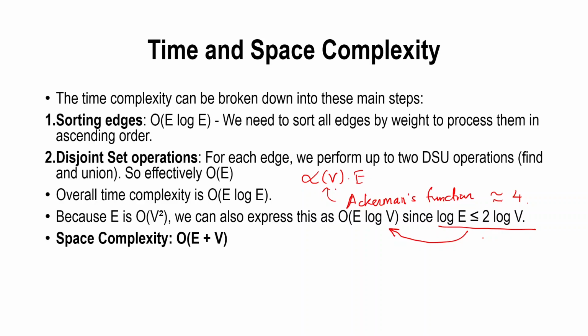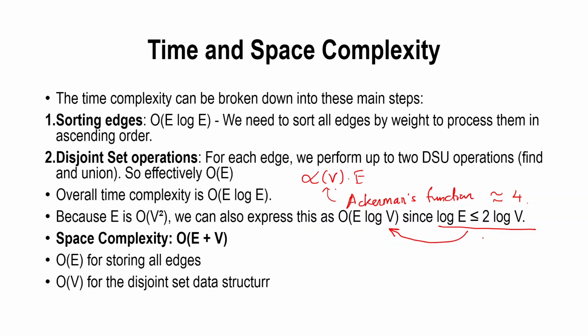And about space complexity, you have to store all the edges because you have to sort them, so we have to use O of E space for that. And for maintaining the disjoint set data structure that we saw just now, we'll have to maintain an array of size V, so O of V. So the space complexity is O of E plus V.